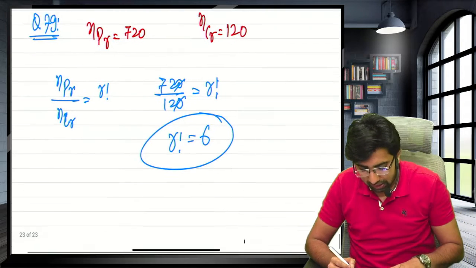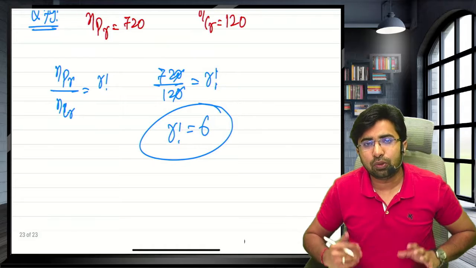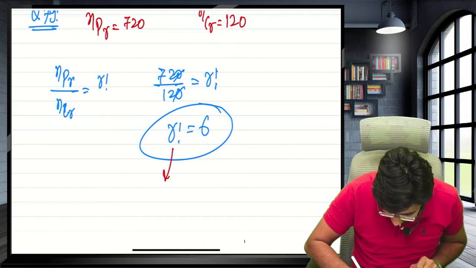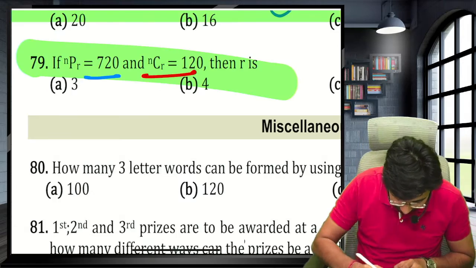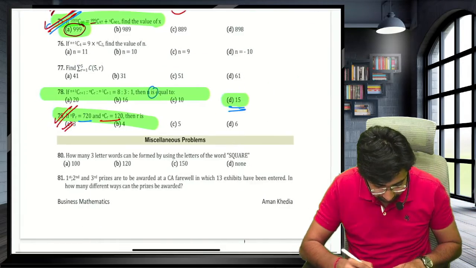And we know they are asking the value of r. What gives you 6? Sir, 3 factorial gives us 6. It means here r is equal to 3. Guys, we are done with this question now.